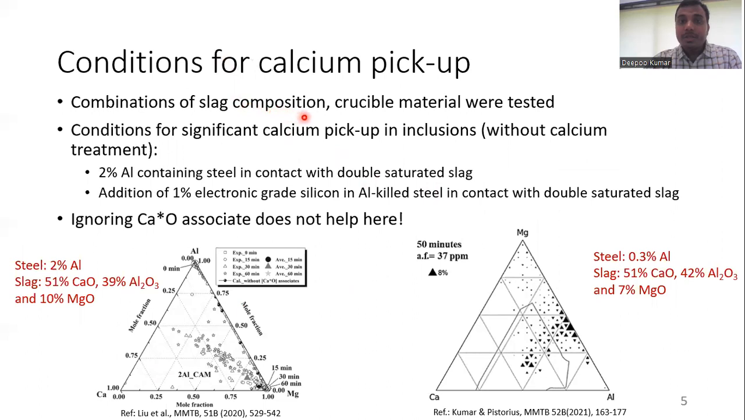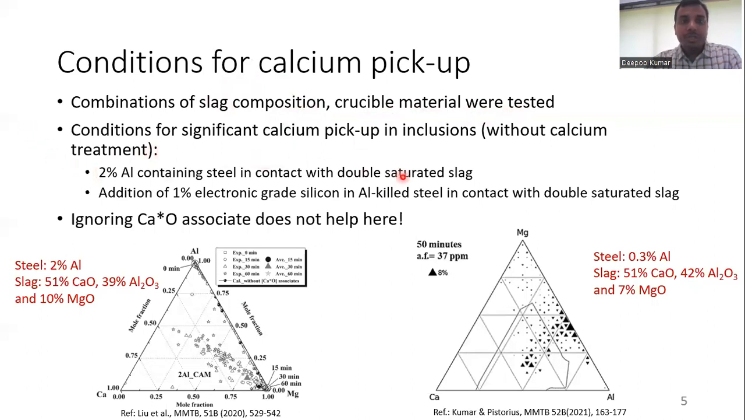During my PhD at CMU, I and other colleagues did a lot of experiments to understand under what conditions we can have calcium pickup. Very often under normal steelmaking conditions, we did not see any calcium pickup. So we tried a lot of combinations of slag composition, crucible material, etc.